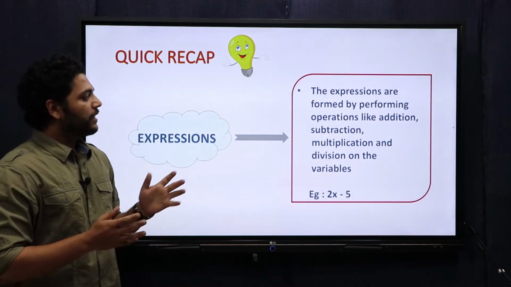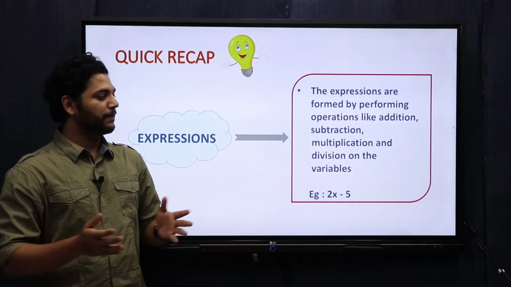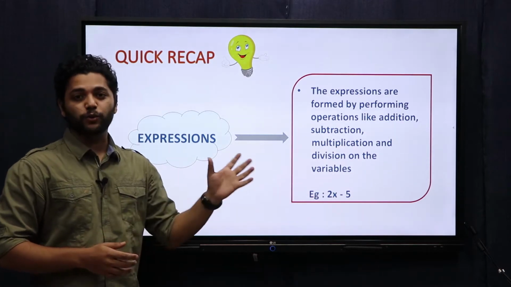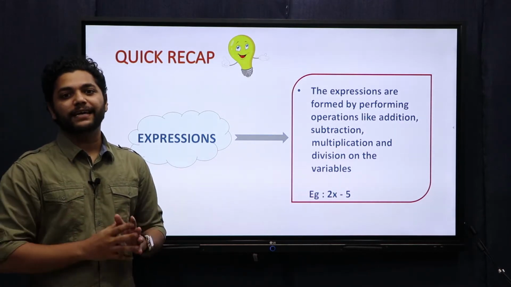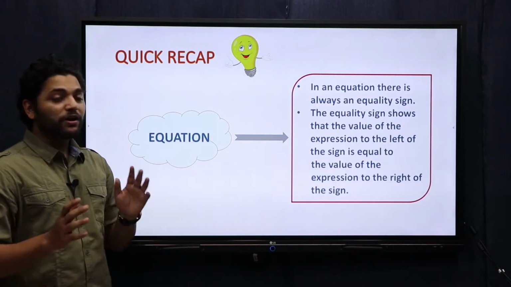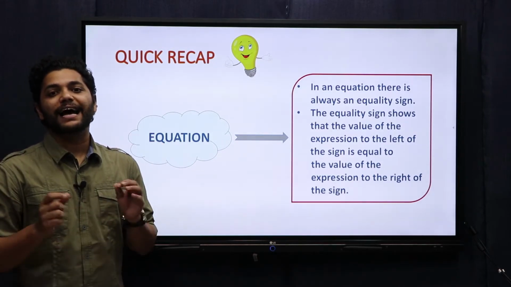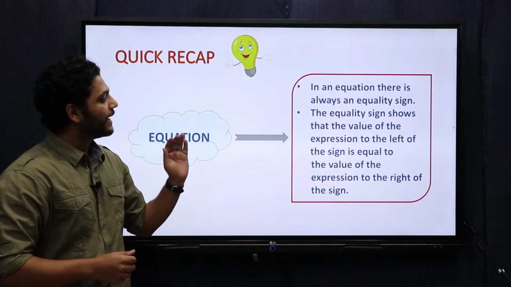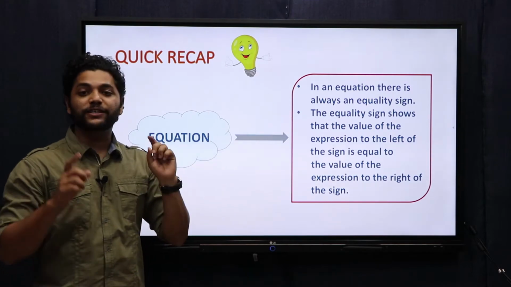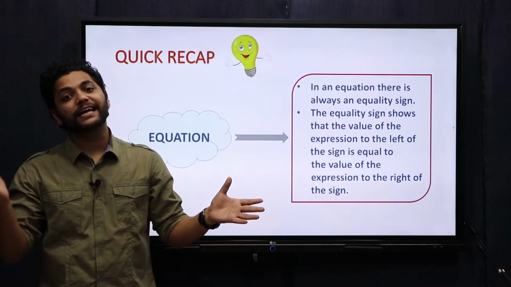What is an expression? Expressions are formed by performing operations like addition, subtraction, division, multiplication on the variables. So, this is an example of an expression: 2x minus 5, x minus 3, y minus 2, all these are expressions. Now, what is an equation? How is it different from an expression? Well, an equation has a condition of equality. That means in an equation there is always an equality sign. The equality sign shows that the value on the left side of the sign is equal to the value on the right side of the sign.